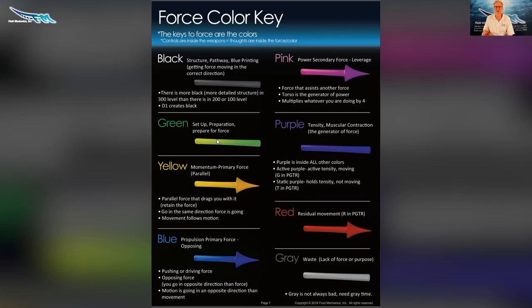When we get into what's called PGTR later in this video, active purple is the G, the generator. In PGTR, the G is generate force. In static purple, it holds the tensity. It's not moving. So that's the T in PGTR, which is transfer. We'll talk about that more in just a little bit. Residual movement is called R. So it's PGTR: prepare, generate, transfer, and retain, or that residual movement. R is the red, that is your residual movement.